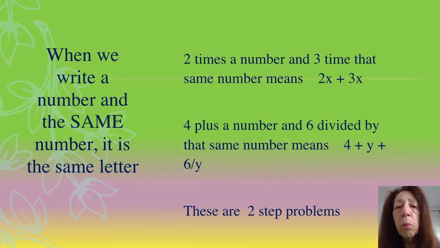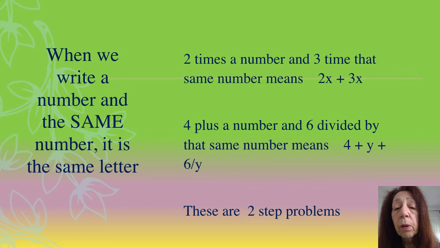We're going to get a little more complicated, but not too much. In math, algebra, when we talk about the same number, but this is an unknown number, so we don't know exactly what it is, we're representing that by a letter. But if it's the same number, it's the same letter. 2 times a number, 2x, and add 3 times that same number, 3x. So when we write it out in math, 2x plus 3x.